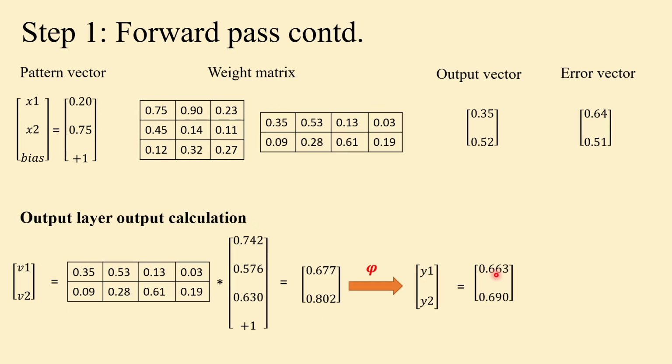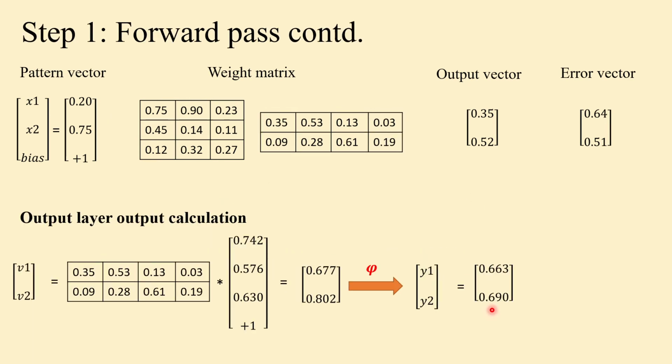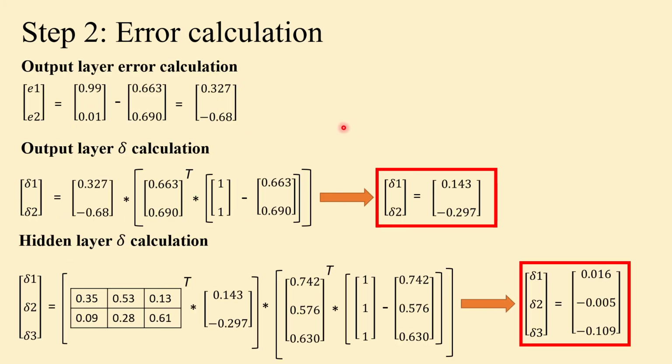So now what are we expecting? We are expecting that this should be 0.99 and 0.01. That means this is the error. So the error will be equal to 0.99 minus this one and 0.01 minus 0.690, right? So from here the error calculation starts. The error vector e1, e2, if you consider it as a vector, will be something like this. So your error is like this.